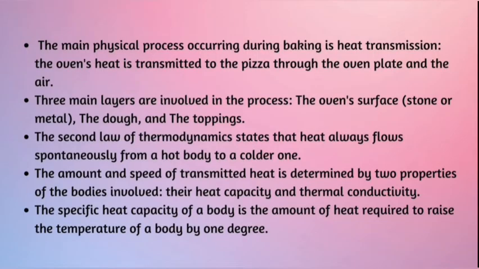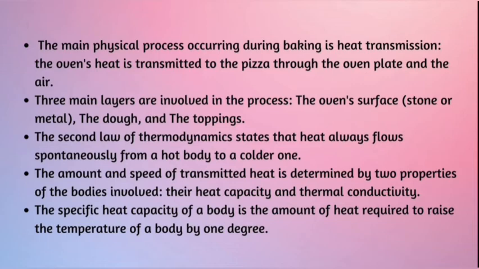The main physical process occurring during baking is heat transmission, as we all know, and the heat is transmitted to the pizza through the oven plate and the air. There are three main layers: the first is the oven surface, then the dough, then the toppings. The second law of thermodynamics states that heat always flows spontaneously from a hotter body to a colder one.